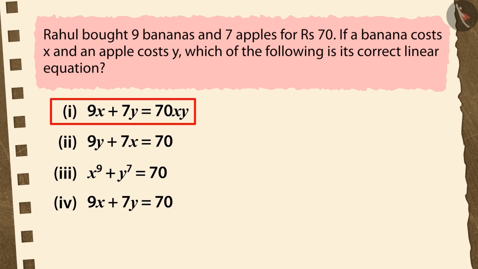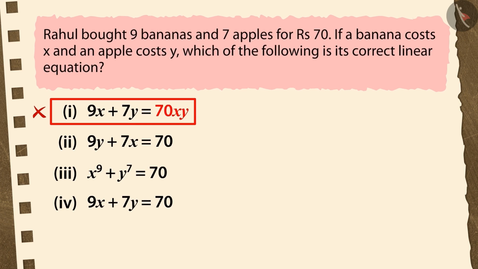If you have chosen the first option, it is a very good effort. But this is not true. The total price of bananas and apples is rupees 70. So, 70xy will not come as the total price after the equal sign.